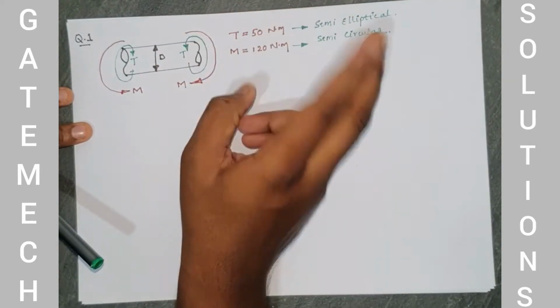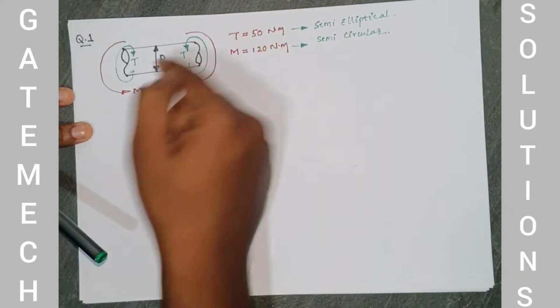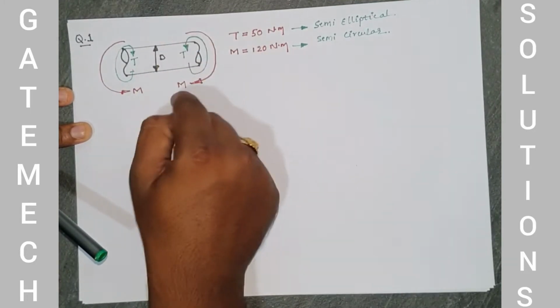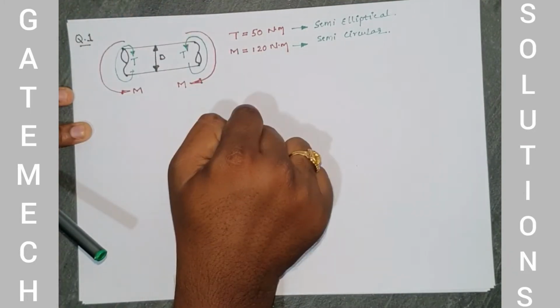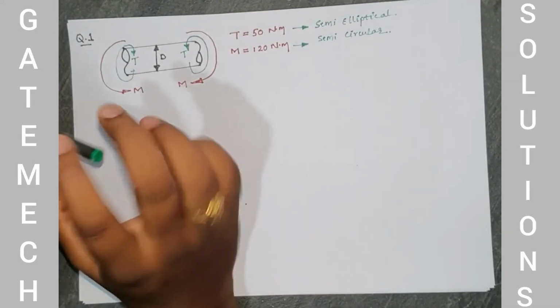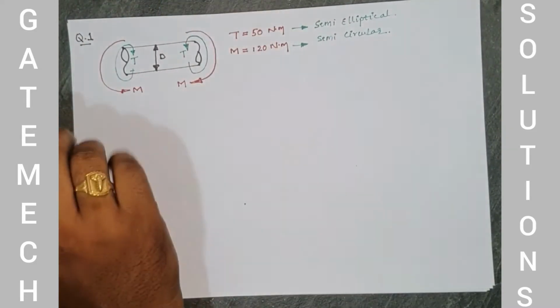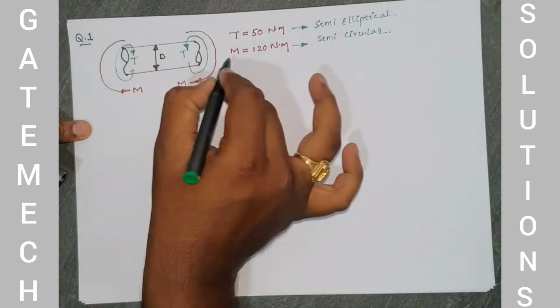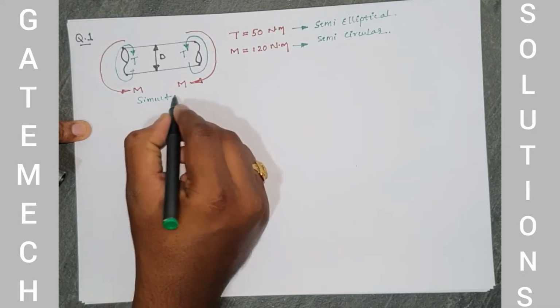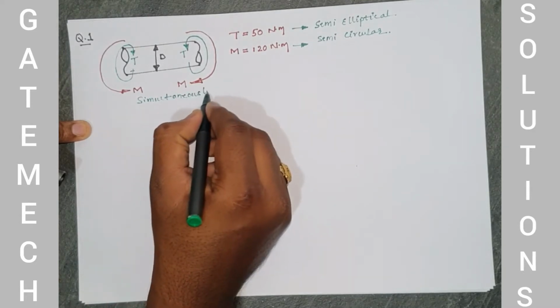In another way also we can describe. If you look from the side view, the cross section of the shaft will be visible. The bending couple is perpendicular to the cross section of the shaft, whereas the twisting couple is parallel to the cross section of the shaft. So this is the basic difference between bending moment and twisting moment. And this bending moment and twisting moment act on the shaft simultaneously, means at the same time.